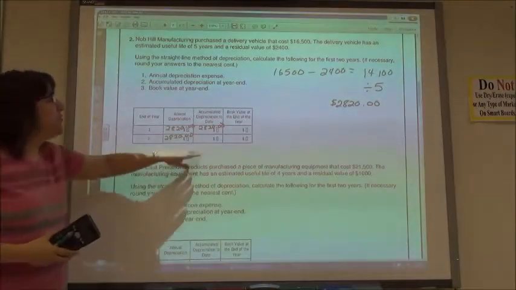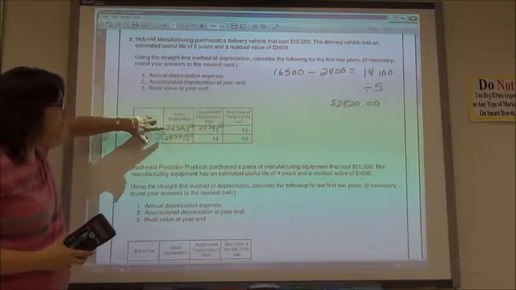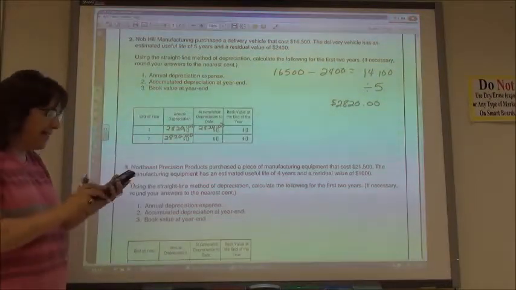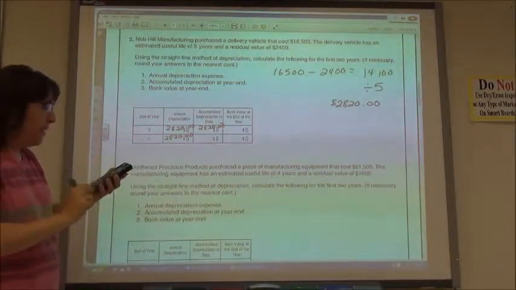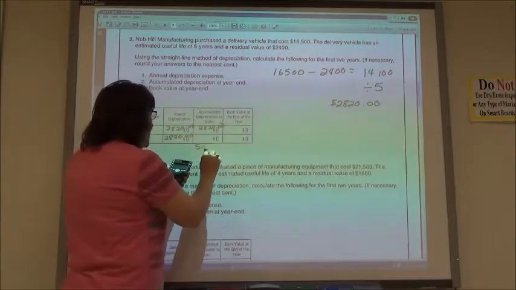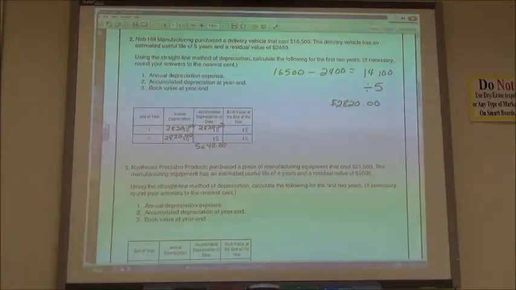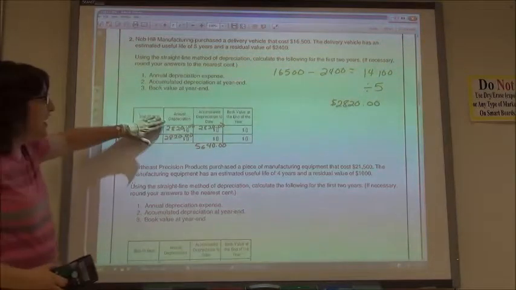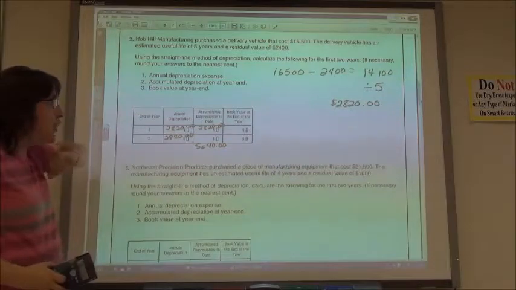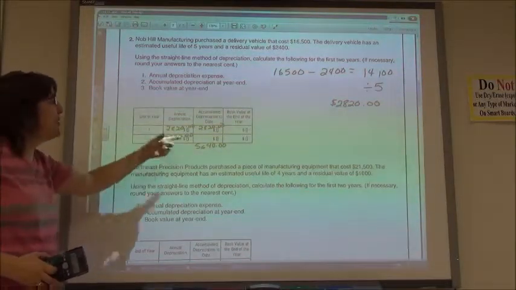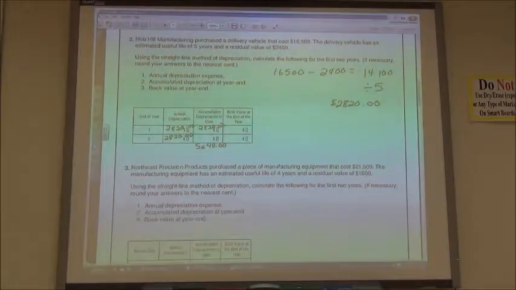Accumulated depreciation for year 2: I've got 2 years of those, so I can multiply that times 2. So $5,640. So with the accumulated depreciation, $2,820 plus another $2,820, or just take it times 2 years.